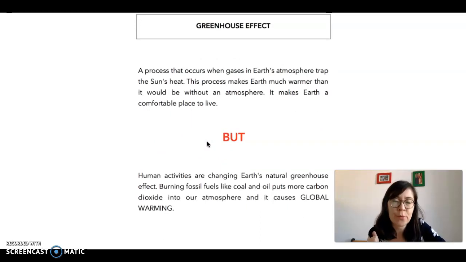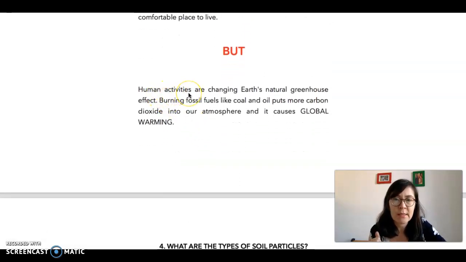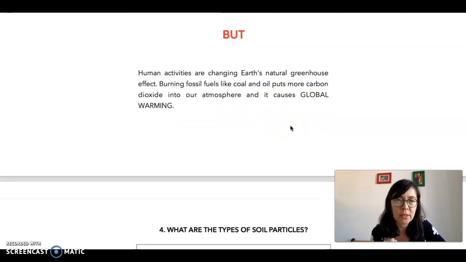But everybody, there is a problem. It is a very important problem, unfortunately. Human activities, like producing a lot of plastic and factories, are changing Earth's natural greenhouse effect. For example, in the factories, we burn fossil fuels like coal and oil, and then it puts more carbon dioxide into our atmosphere and it causes global warming. So if the natural greenhouse effect increases a lot, it creates global warming.